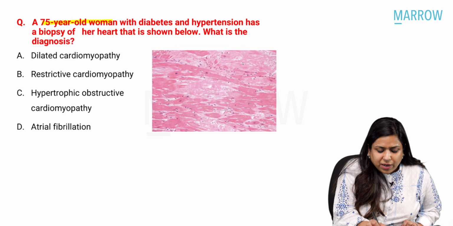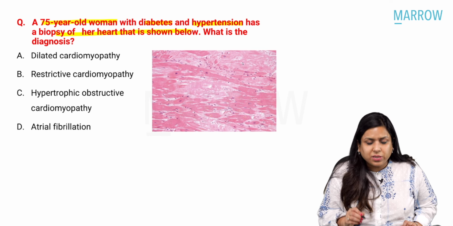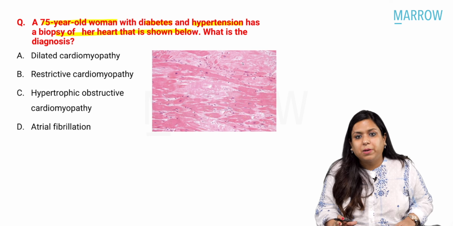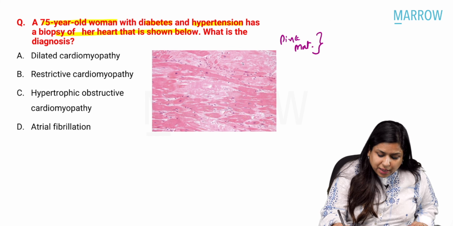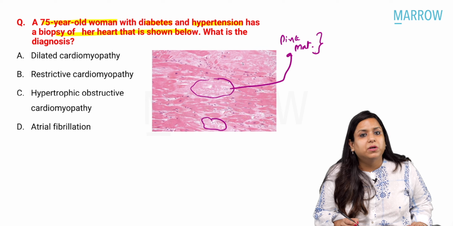A 75-year-old woman with diabetes and hypertension has a biopsy of her heart that is shown below. What is the diagnosis? Now, students have told me that there was an image of cardiac biopsy, ma'am, in which a lot of pink material was given. I don't know which image was exactly that, but here in this image, can you see this pink material which is there, right? They said, ma'am, a lot of pink material is there.